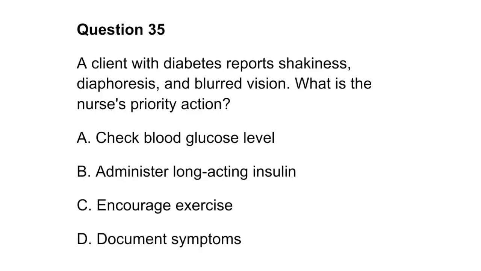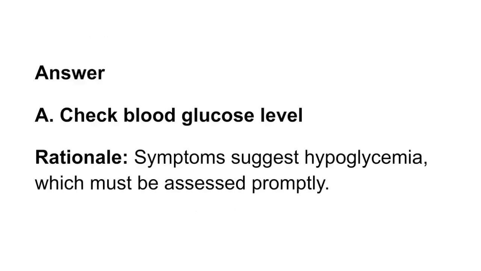Question 35. A client with diabetes reports shakiness, diaphoresis, and blurred vision. What is the nurse's priority action? A. Check blood glucose level. B. Administer long-acting insulin. C. Encourage exercise. D. Document symptoms. Answer. A. Check blood glucose level. Rationale. Symptoms suggest hypoglycemia, which must be assessed promptly.